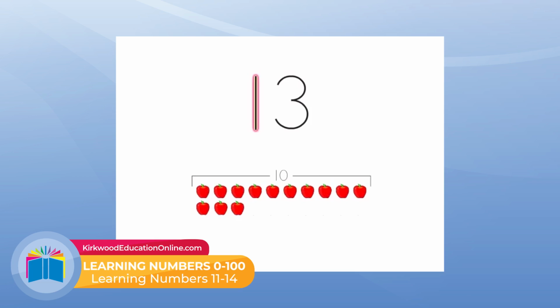Now, the 1 stands for 10 things, and the 3 stands for 3 things. I want you to see that. Now, say it once more, 13. Please look at square number 4. This is the number 14.